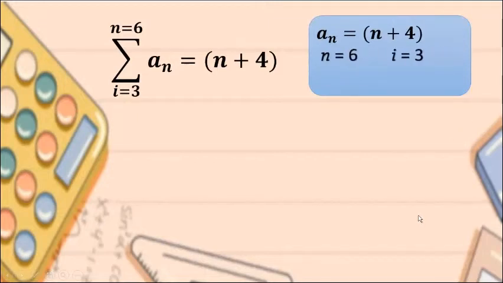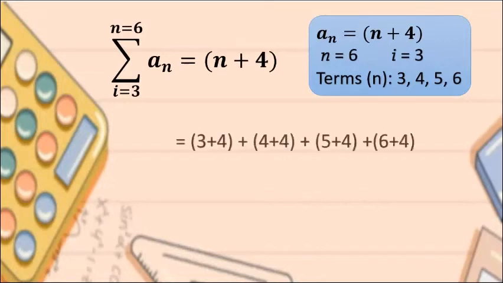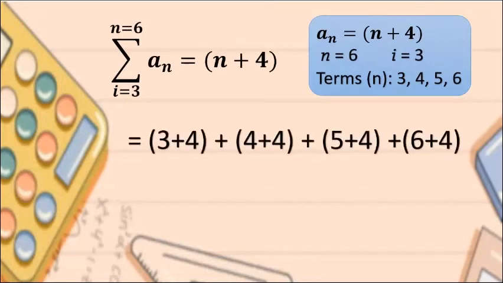The values of n and i are 6 and 3, and the values of our terms are 3, 4, 5, and 6. Now, let's substitute the value of our terms in place of n. So we will have the quantity of 3 plus 4, plus the quantity of 4 plus 4, plus the quantity of 5 plus 4, and the quantity of 6 plus 4.